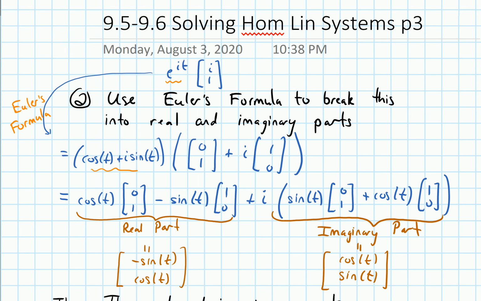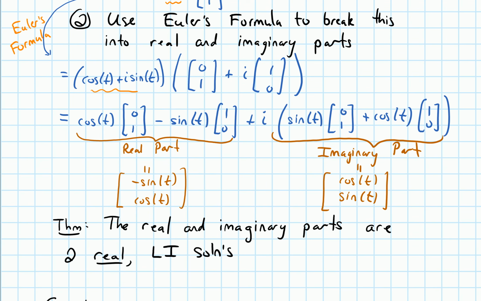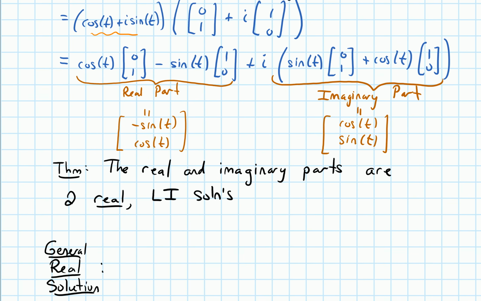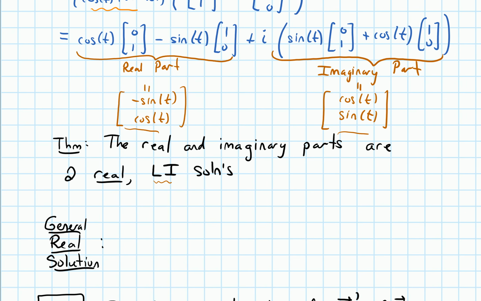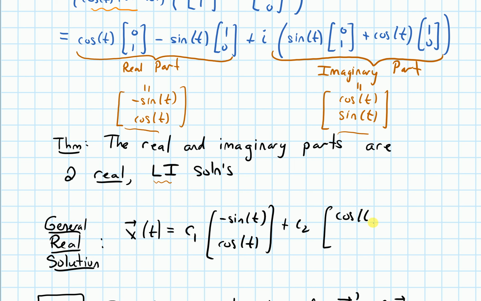All right, so we got the real part, we got the imaginary part. So this brings me to our key fact. The key fact is the following theorem, which says that the real and imaginary parts that we get when we do this process are always going to be two real, linearly independent, and that's the really important part, solutions. So this real part and this imaginary part are now two real linearly independent solutions. Because we have two of them, we are ready to write down our general real solution. That would look like x of t equals c1 times our first real solution, which was negative sine t, cosine t, plus c2 times the second real solution, which was cosine t, sine t. And that is our general real solution right there.